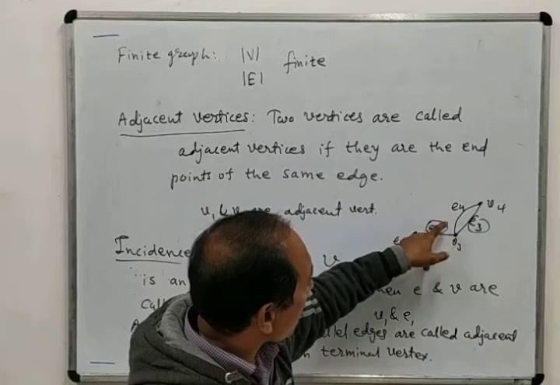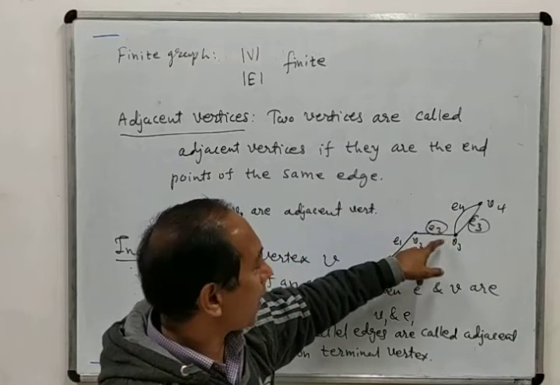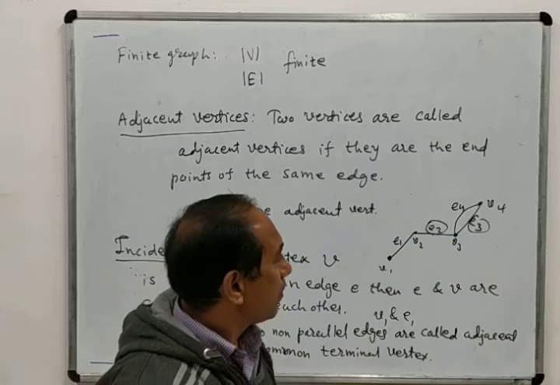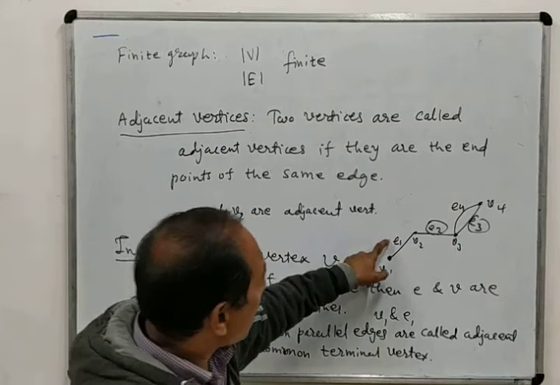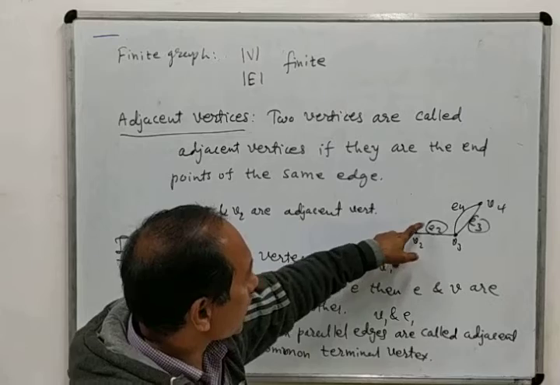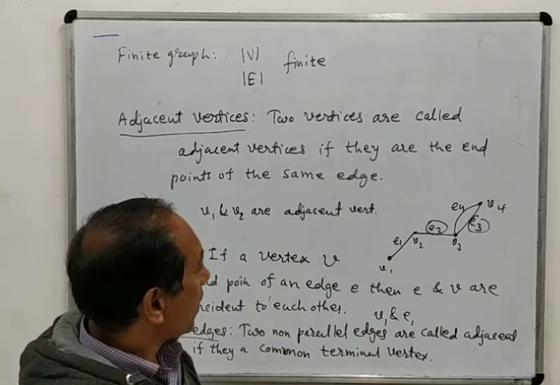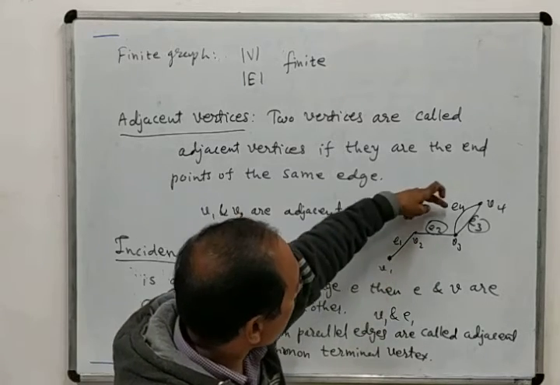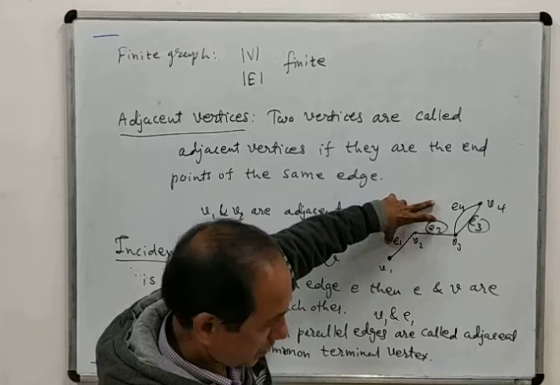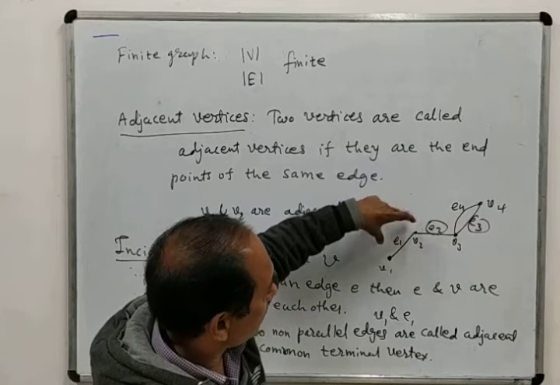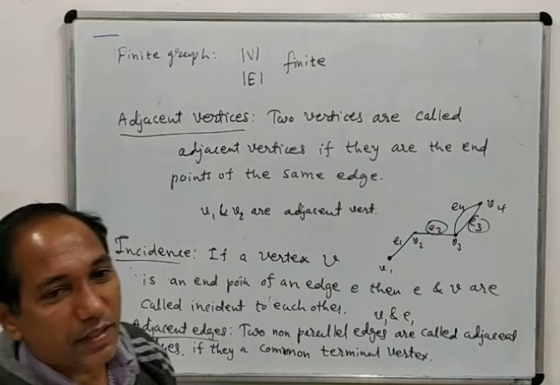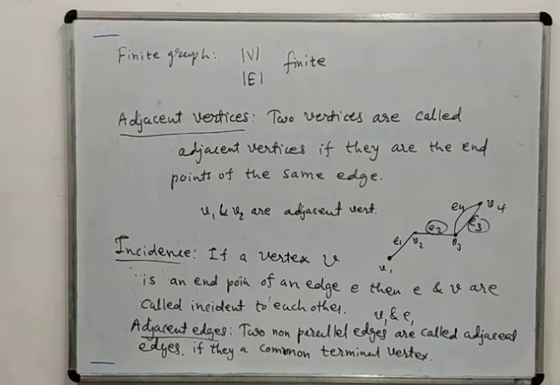Similarly, E2 and E4 are also adjacent because they have a common vertex between. E1 and E2 are also adjacent edges. But E1 and E4 are not adjacent. Similarly, E1 and E3 are also not adjacent edges. So two non-parallel edges are said to be adjacent edges if they are incident with a common vertex.